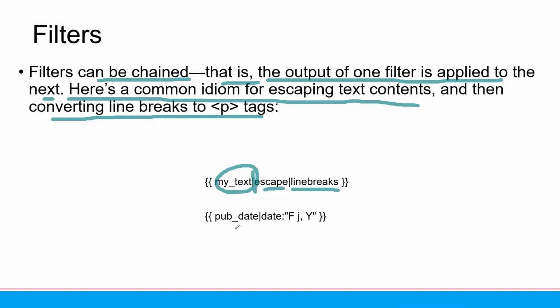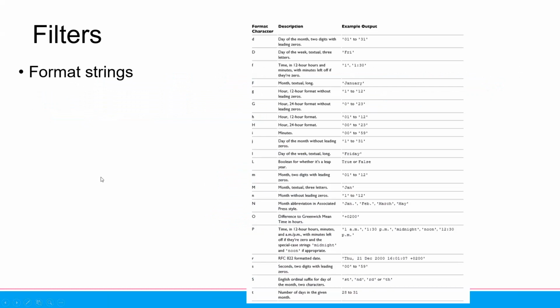Or we can have, like in this example, I want to print the publication date. And the publication date that I want to show in the web browser should follow this kind of format. So there is an F, j, and Y. So this is the format according to the day, the date, and the year. So these are the format strings.